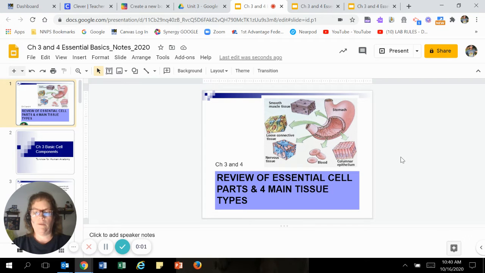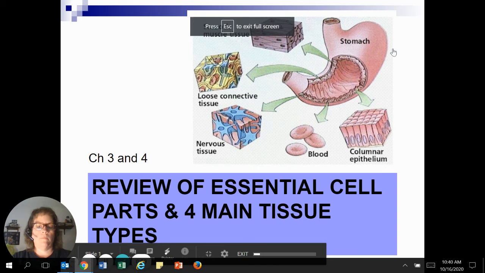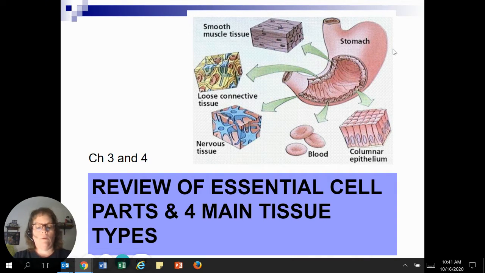About, actually this is more of a review than anything, that will help you with future units in anatomy, because we're going to actually start talking about the systems when we're done with this unit, which is a review of some cell parts, not all the cell parts, and then some of the tissue types.